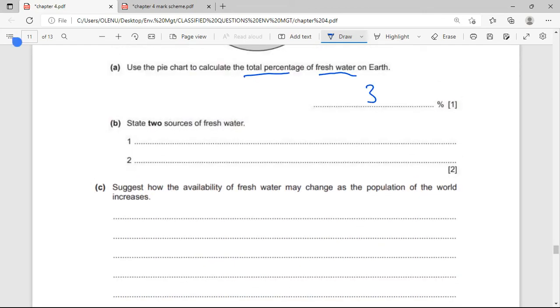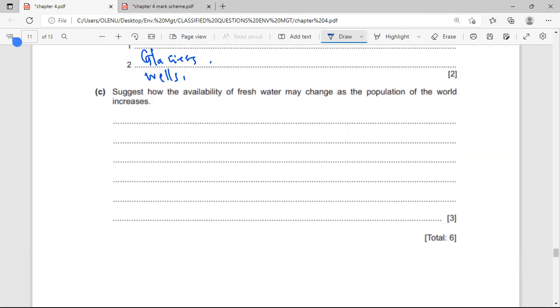Now, state two sources of fresh water. You have rivers, glaciers, you have your wells, boreholes, as sources of fresh water.